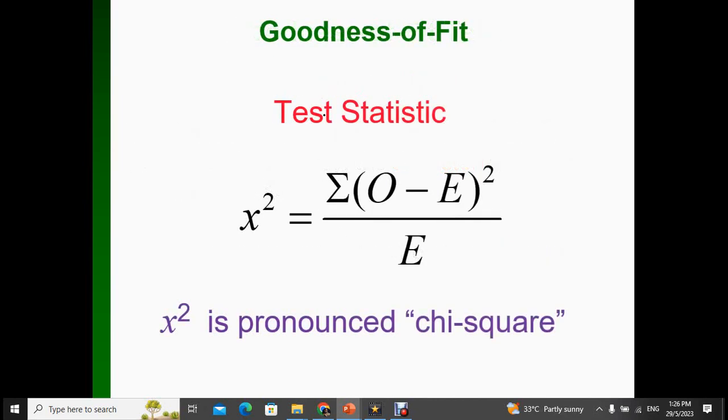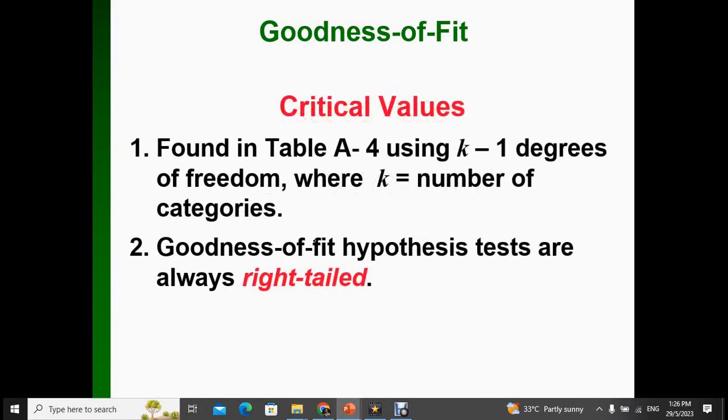This is the formula of the test statistic for the goodness of fit test. It is the chi-square test, where chi-square equals the summation of (O minus E) squared divided by E. We find the critical value from a table using K minus 1 degrees of freedom, where K equals the number of categories. The goodness of fit hypothesis test is always right-tailed.